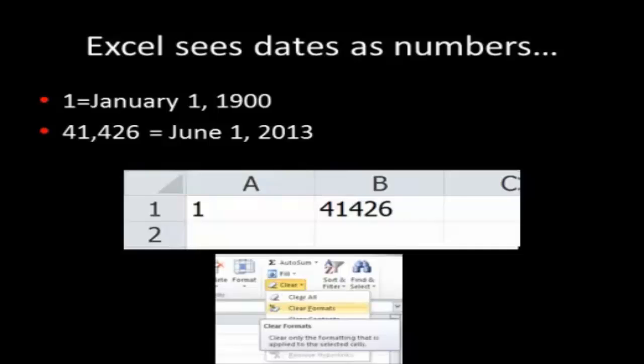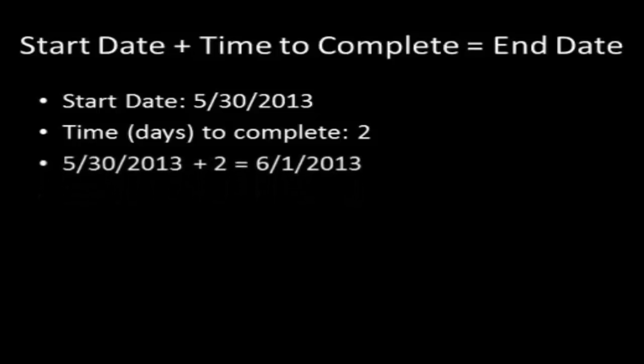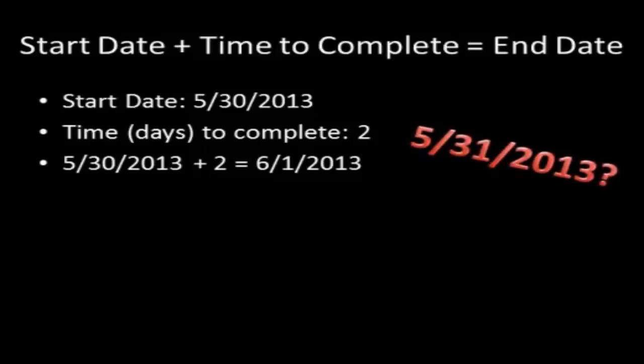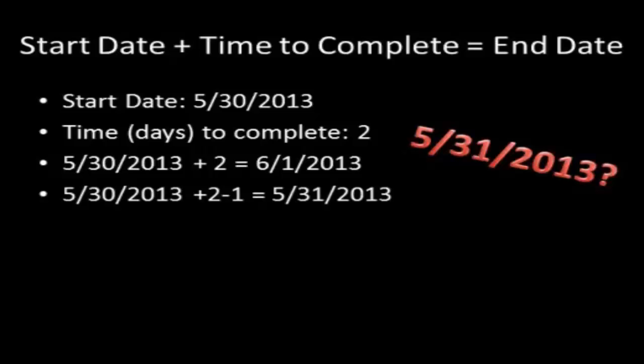Okay, so knowing that, we should be able to add the number of days to complete a task to its start date to get the projected target end date, right? Okay, so May 30th, 2013 is the start date. The number of days to complete that task is 2 days. And if we add them together, we come up with June 1st, 2013. But wait, shouldn't that be 5/31/2013? Well, yes, it should. So we make an adjustment to the formula with a -1 to straighten it out.